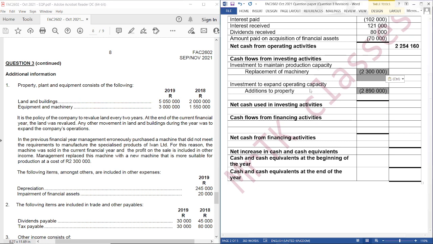So this is different to the purchase of land and buildings. We were not replacing any land and buildings. This was to expand operating capacity, right? Okay, then we are not yet done with that account.